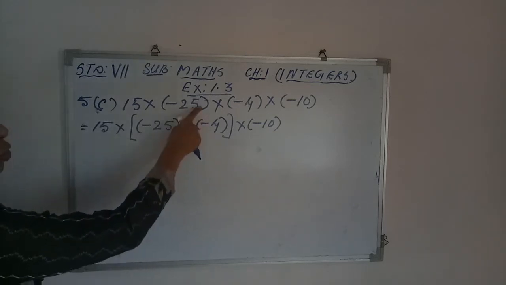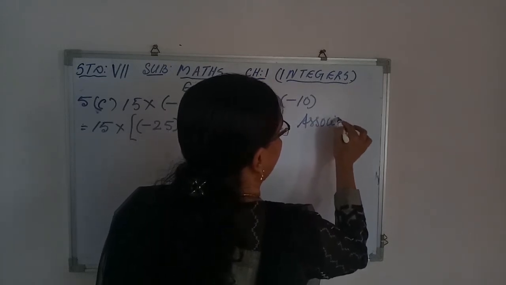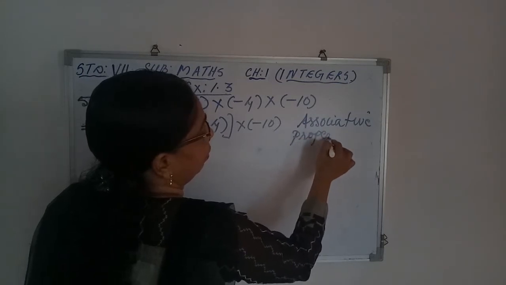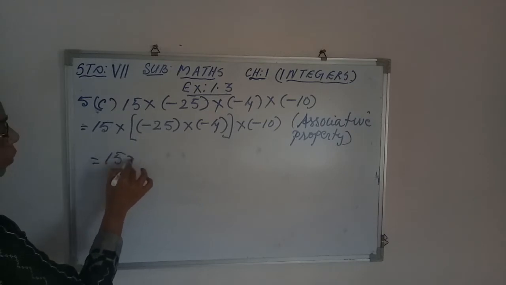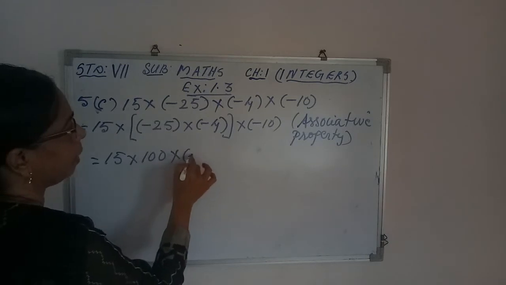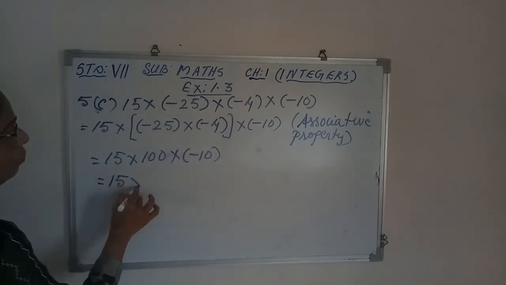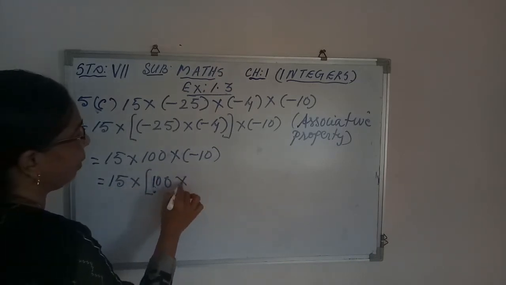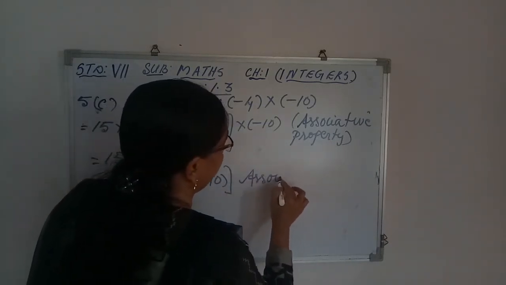Here I have grouped 25 and 4. So which property? Associative. Associative property. Now see that. Next 15 into, here you will get 25 into 4, 100 multiplied by minus 10. Again associative property, 15 into 100 multiplied by minus 10. We can write associative property.